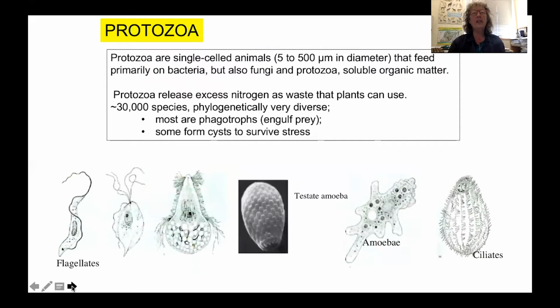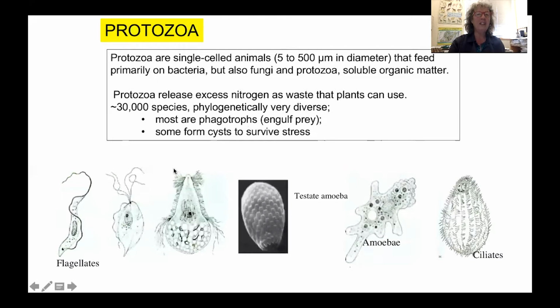Okay, so another major group of organisms are protozoa. They're single-celled, on the order of 5 to 500 microns, and they feed on bacteria and fungi, and on protozoa as well, on each other, but also sometimes on soluble organic nutrients. And they're really important in releasing some of the nitrogen that's beyond what bacteria need. So in preying on bacteria, protozoa are liberating some of the nitrogen that was in the bacteria, which can now be used by plants.